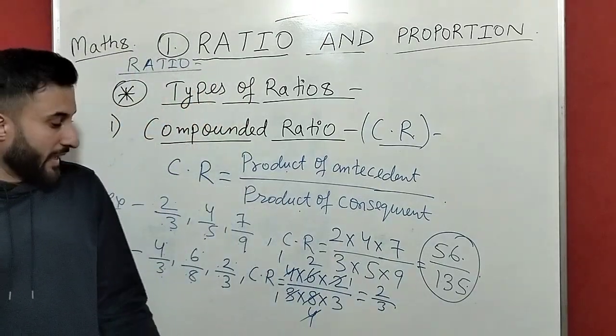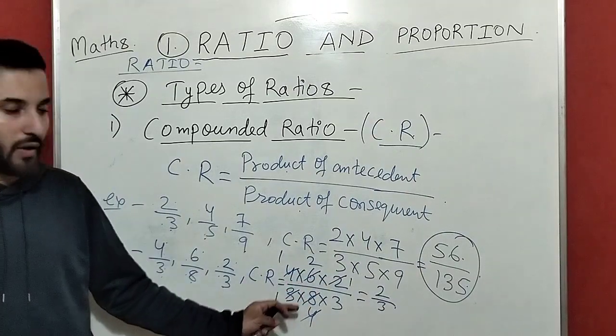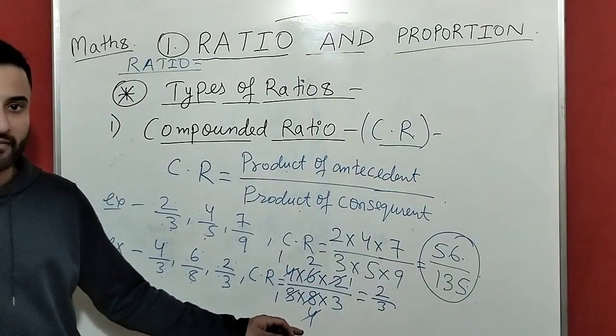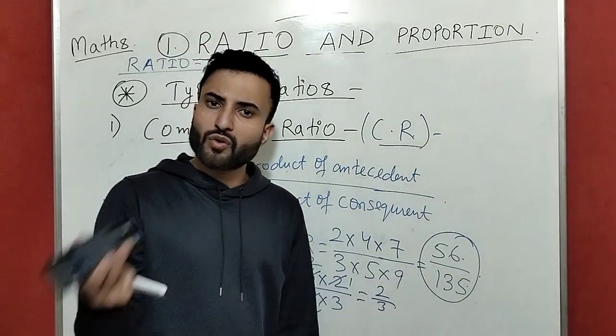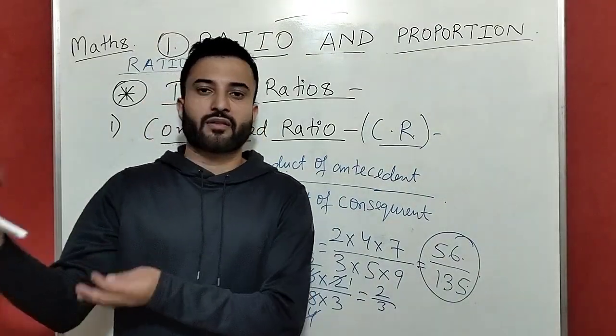That's all you have to do. Here only you have to divide, here only you have to cancel. Whatever terms are going to cancel, cancel them over here only. Then you will get the simplified form.